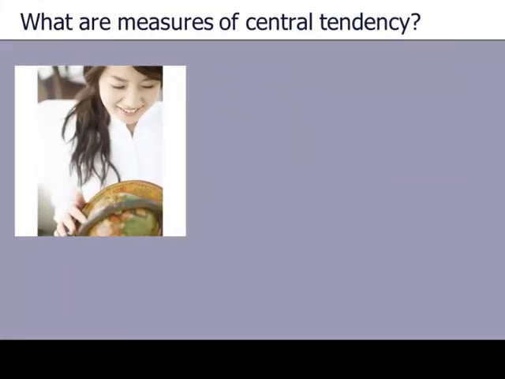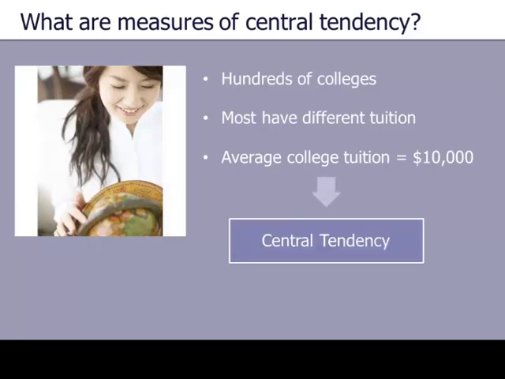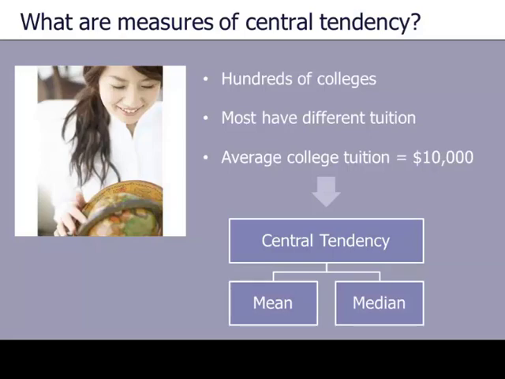Sometimes, statisticians use a single number to describe the most typical value in a set of numbers. For example, there are hundreds of colleges in the United States, most with different tuition. Even so, we can describe the tuition at a typical college by saying the average college tuition is $10,000. This kind of number is called a measure of central tendency. The two most common measures of central tendency are the mean and the median.